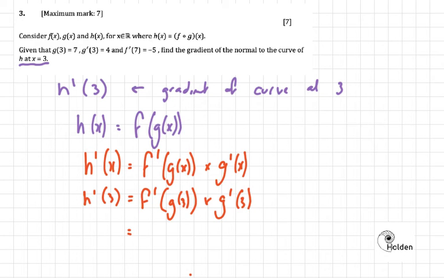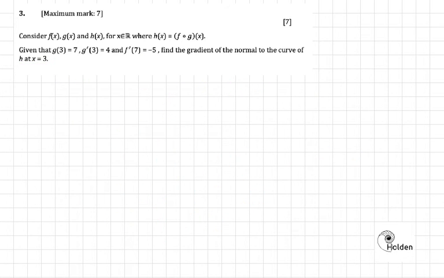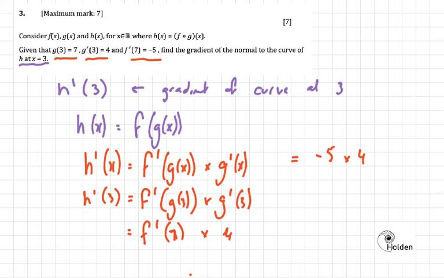So g(3) is up here. g(3) is 7. So we're looking for f'(7) times g'(3). g'(3) is 4. f'(7), well, we've got that here. f'(7) is negative 5, so let's put an equal sign here: negative 5 times 4. I'm just going to add an extra page, and let's just flip back. So we know that the gradient of h at 3 is negative 20.